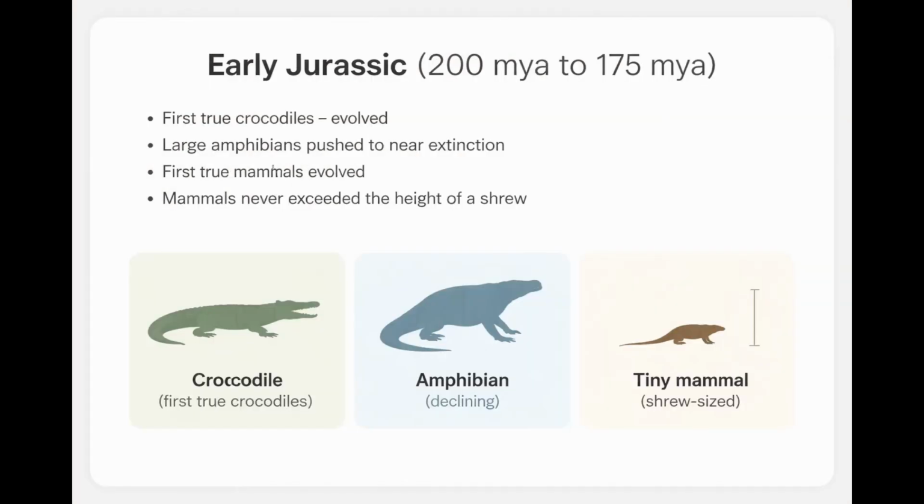In the early Jurassic, the first true crocodiles evolved. Ecologically, that matters because it coincides with large amphibians being pushed to near extinction, suggesting competition and changing environments. The first true mammals also evolved in this epoch, but the source emphasizes how small they were. They didn't exceed the height of a shrew, meaning mammals existed but were not yet dominant in size or ecological role.